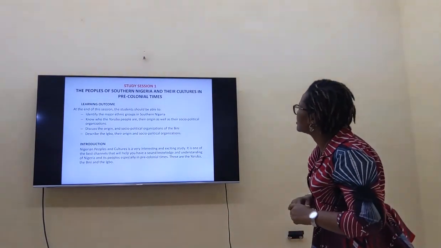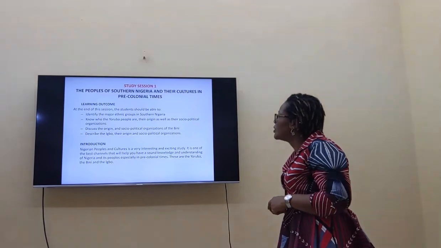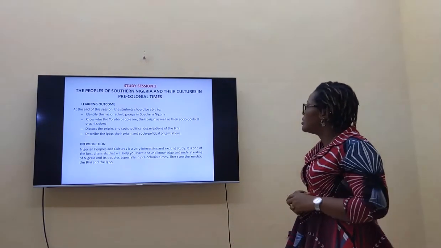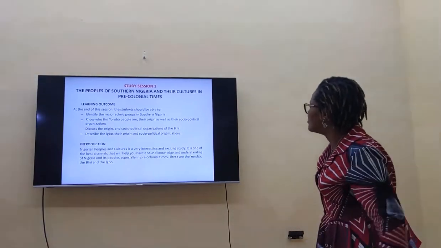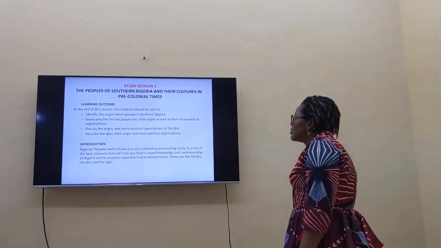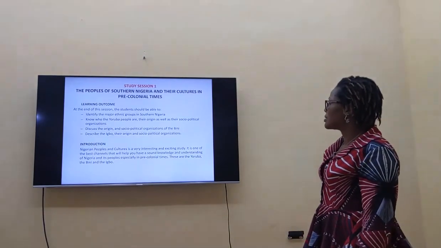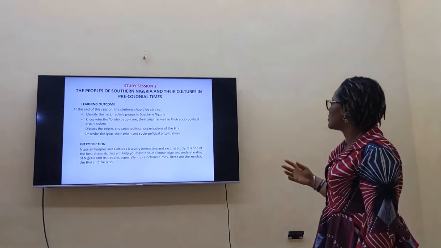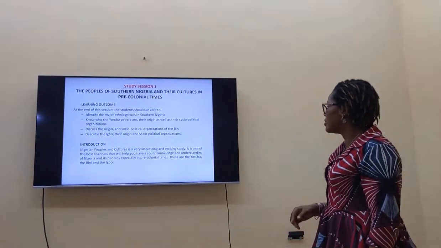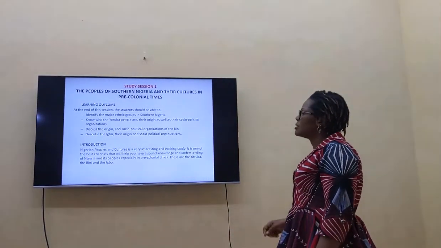What are the learning outcomes in this study section? One, you identify the major ethnic groups in southern Nigeria. Know who the Yoruba people are, their origin, where they are from, as well as their sociopolitical organizations. We'll discuss the origin and sociopolitical organizations of the Benin. We'll also describe the Igbo people, their origin and their sociopolitical organizations.